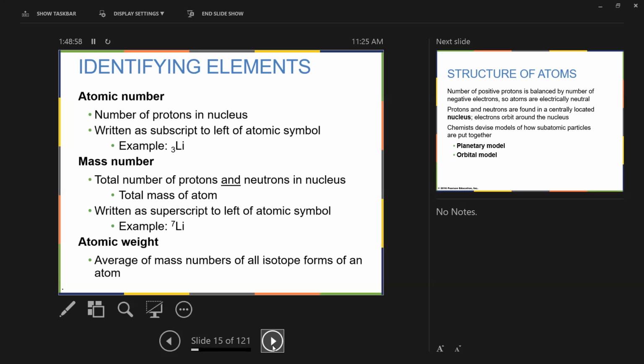So atomic number and mass number. The number underneath the symbol is the mass number, and the mass number is simply the number of protons and the number of neutrons added together. It can be 12, it can be 14, it can be 3, whatever the total number of protons and neutrons in the nucleus is, that is the mass number.